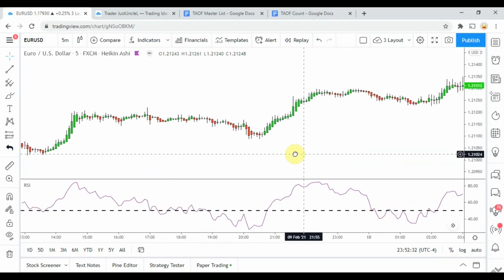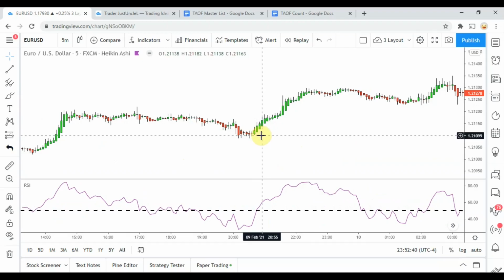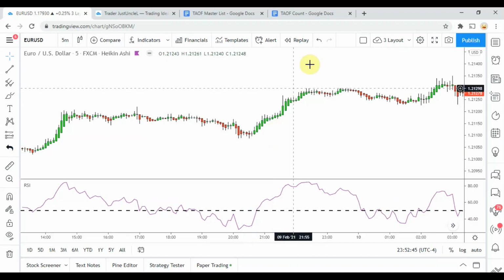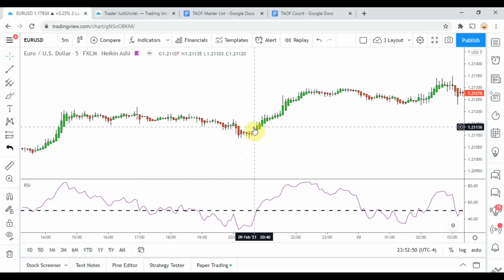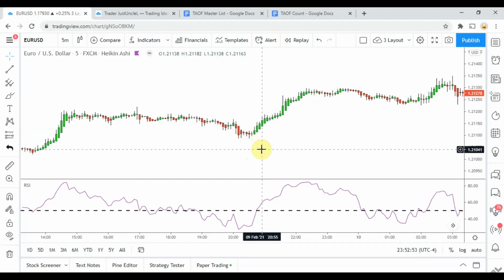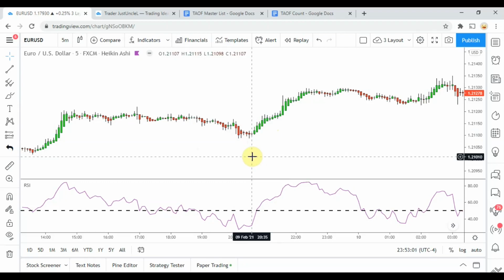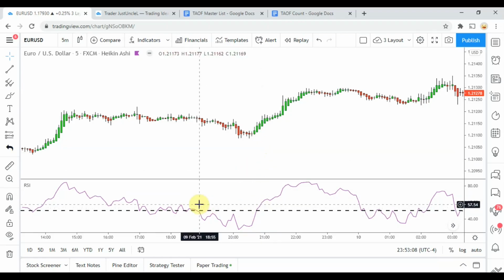Okay, so what we are looking for is the Heiken Ashi candles to start in a trend, either down or up, and that can be identified by a couple candles starting to consecutively paint the same color, whether it's red or green. And then the second part to this is that we are waiting for the RSI to cross above the 50 or down below the 50.